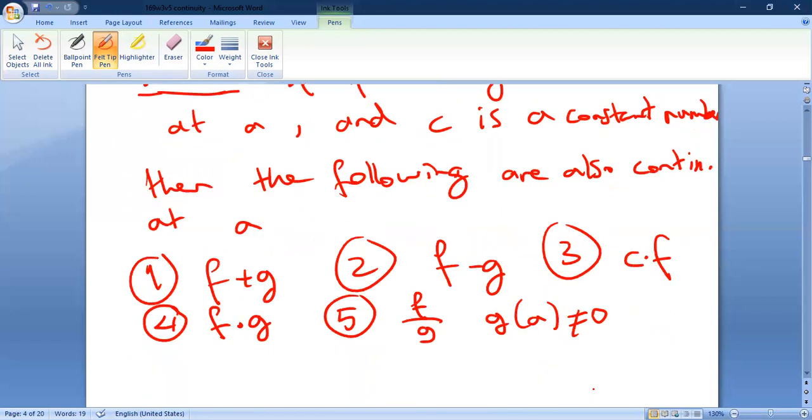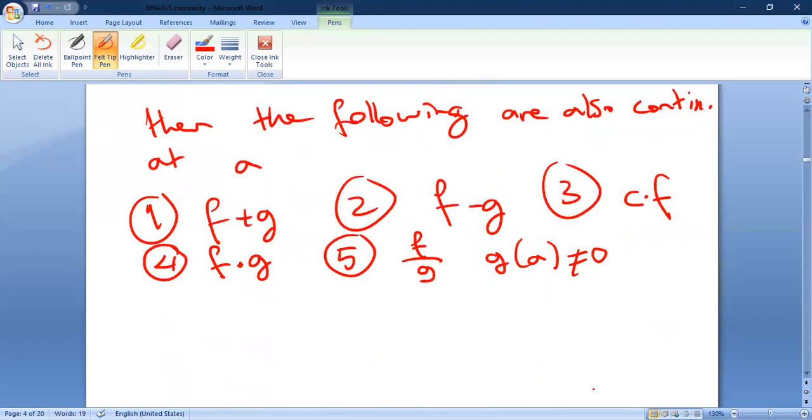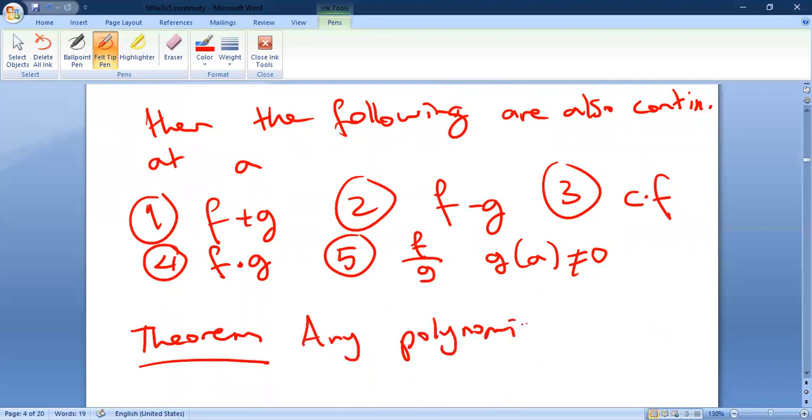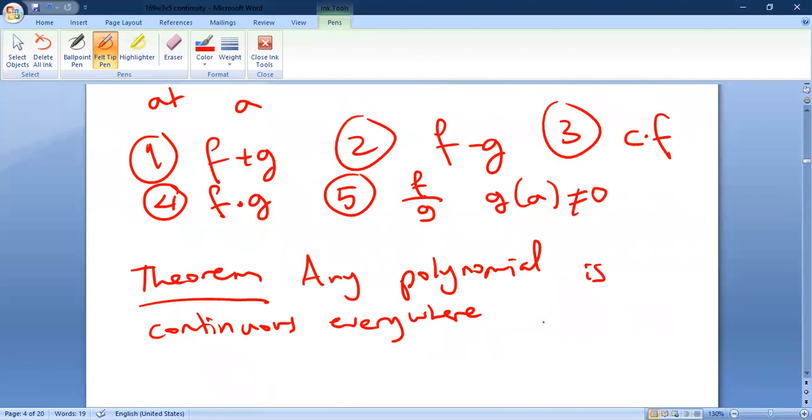These are very easy to see. But there is another theorem which is going to be quite useful most of the time. Any polynomial is continuous everywhere. Okay, so what is a polynomial?